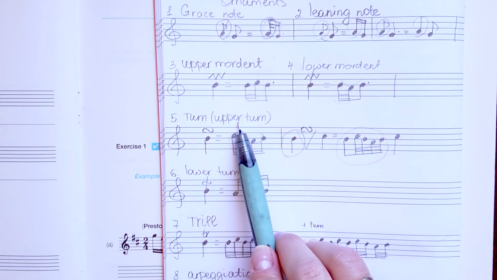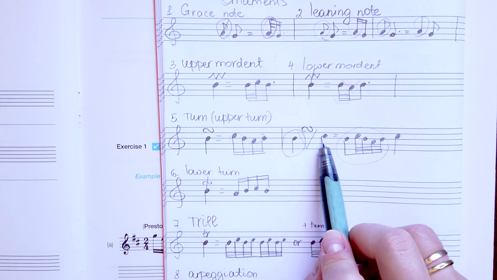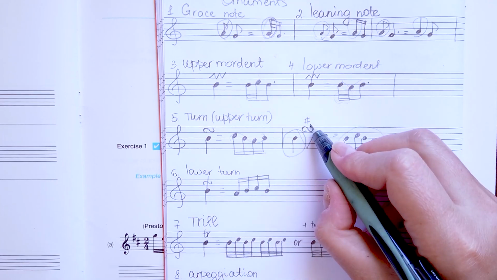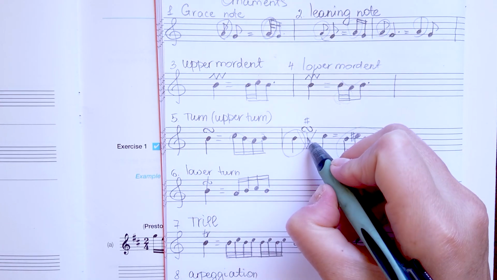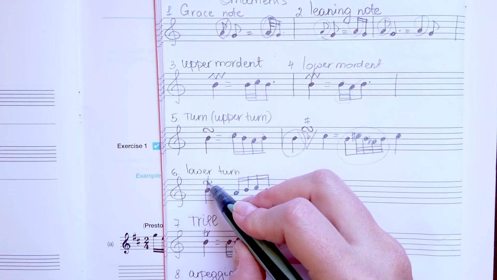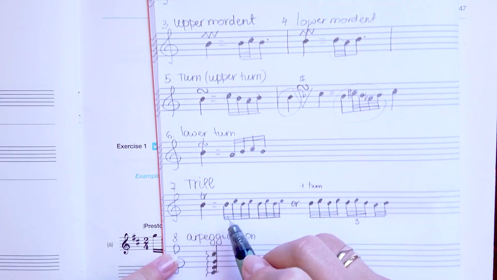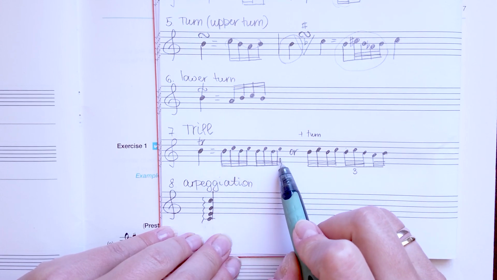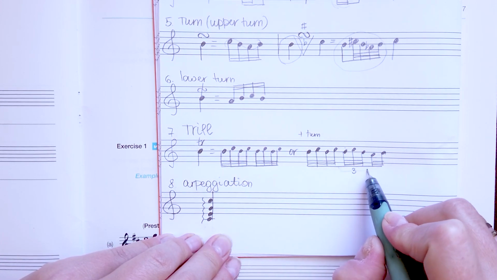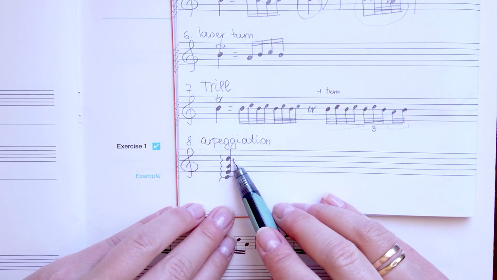We remember that the turn can be written over the note, and between the notes as well. Sometimes we can find it with sharps. So if it's above, it's the note above. If it's below, it's the note below. The lower turn is going to be crossed. And then trill, where we have the shake note or plus the turn at the end. And arpeggiation as the last.